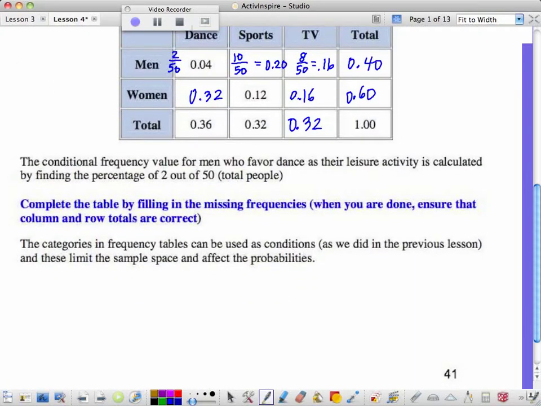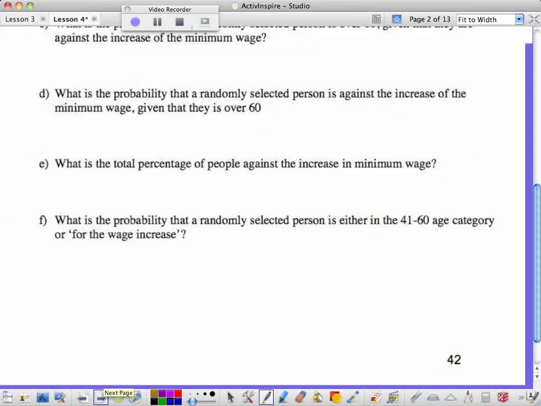Okay, so I think that's what this summarizes right here. It asked us to fill in the blank, which we did. So let's move on to our next page.